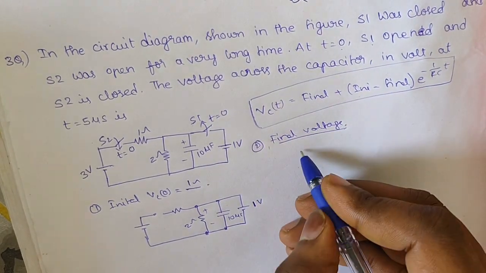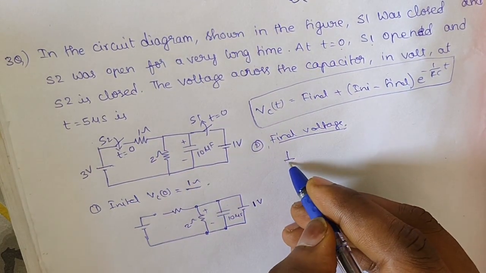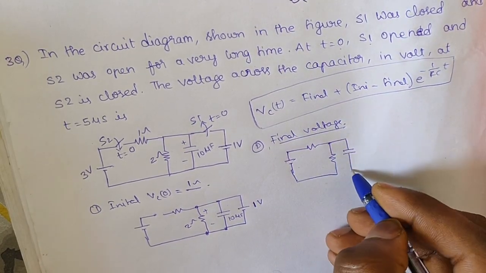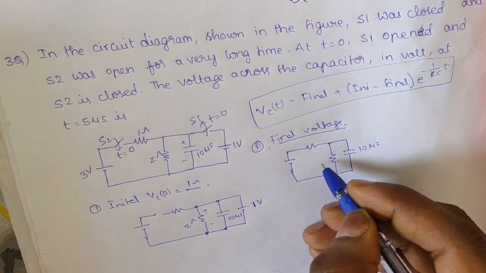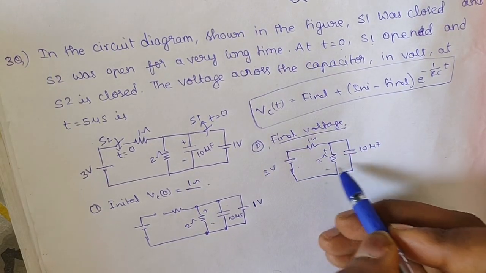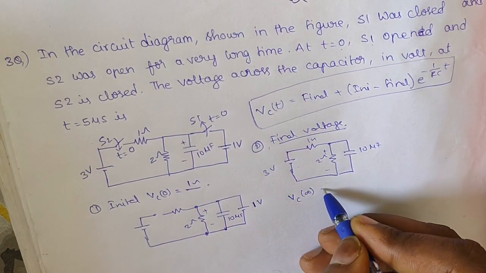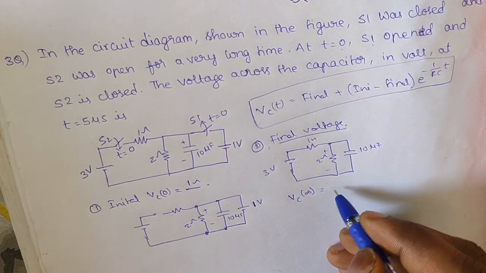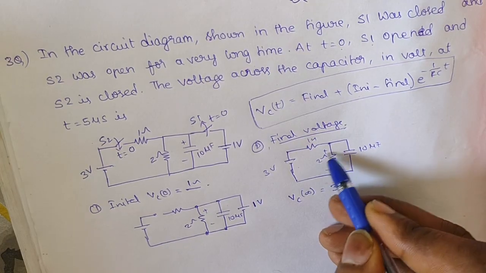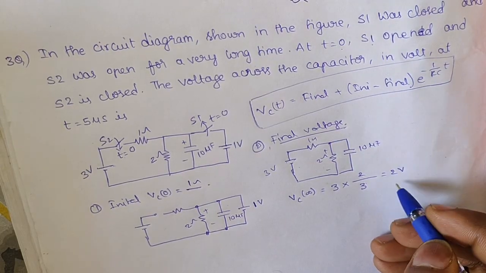Now the final voltage. We will redraw the circuit. S2 is closed and S1 is opened: 10 microfarads, 2 ohms and 1 ohm with 3 volts. So the voltage across this resistor will be the same as the voltage across this capacitor. So Vc of final, meaning infinity, is equal to total voltage 3 into, applying the voltage division rule so that the voltage across this 2 ohms will be obtained, the same resistor by the sum of resistances. 3 cancels, 2 volts is the answer.